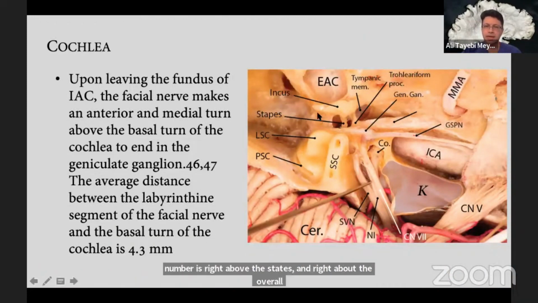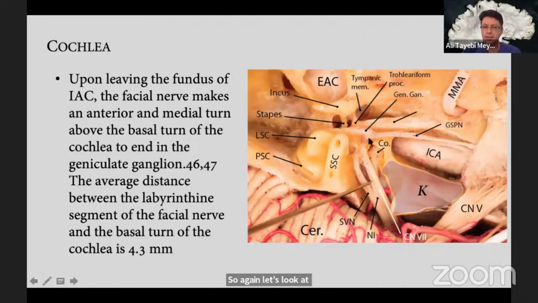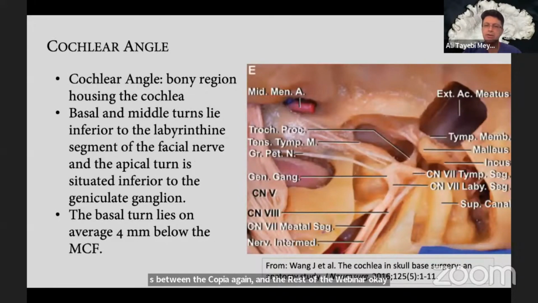So again, let's look at this from another perspective. You can see the facial nerve comes here and makes the labyrinthine segment, which is embedded and buried deeply in the bony labyrinth. It's between the cochlea and the rest of the labyrinth. In order to get to the cochlea, you have to drill the middle fossa for about 4 or 5 millimeters.